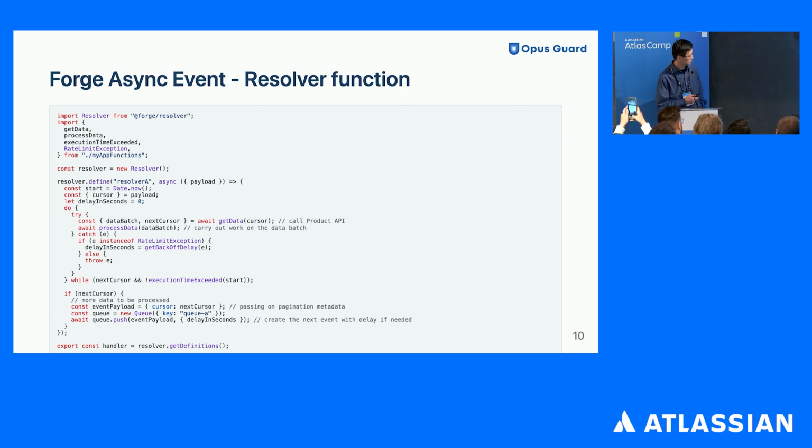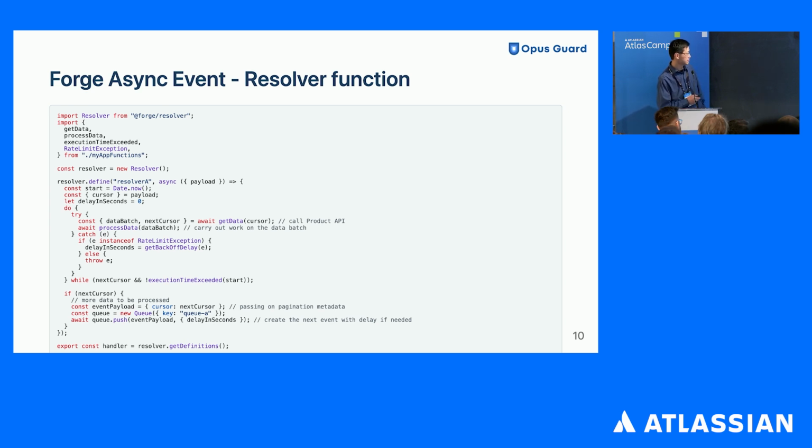The resolver function, this is a long example. I'll break that down for you. As we mentioned, the function is the handler for the async event we defined. It defines the resolver A as a function, and in this loop, it does the pagination call in a loop. It will try to do a get data, which is a function that wraps around the product API. We won't go into details there, but take that function as the part of the code that will go out to the API and return a data batch, and with the next cursor for retrieving the next page.